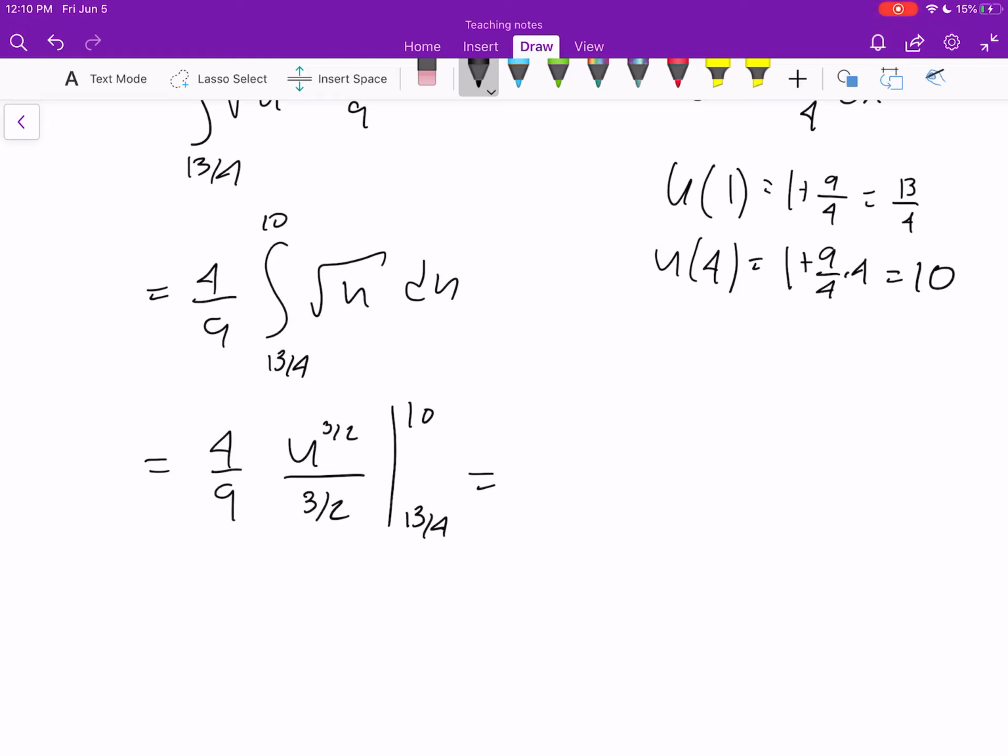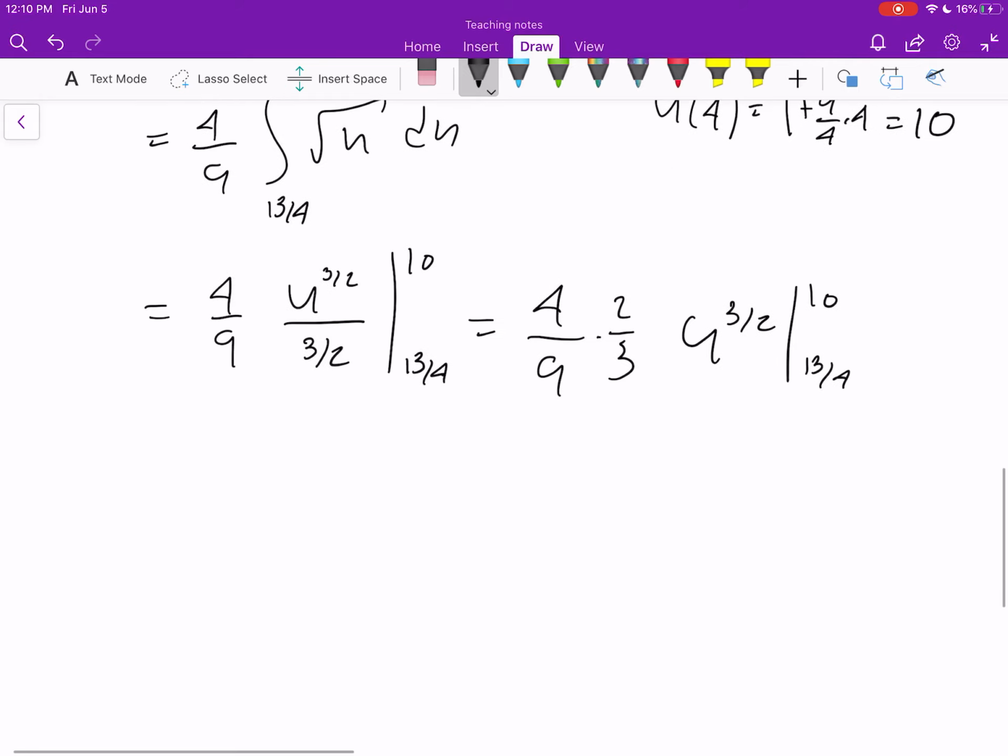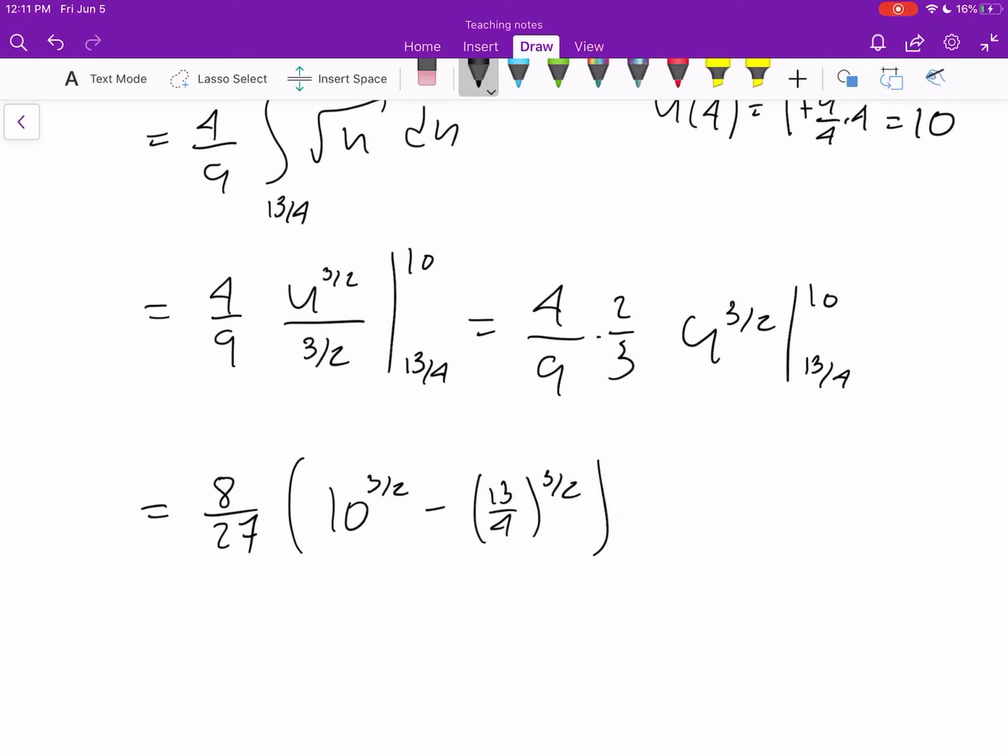Oh boy. So when I plug in 10, I'm going to get 4. So just 4/9 times 2/3 u to the 3/2. Let me simplify a little more before I start plugging in. This factor out front doesn't become anything. This is just 8/27. I'm going to have 10 to the 3/2 minus 13/4 to the 3/2.